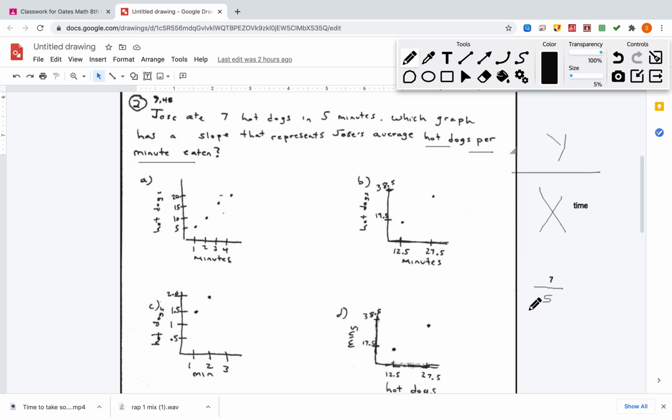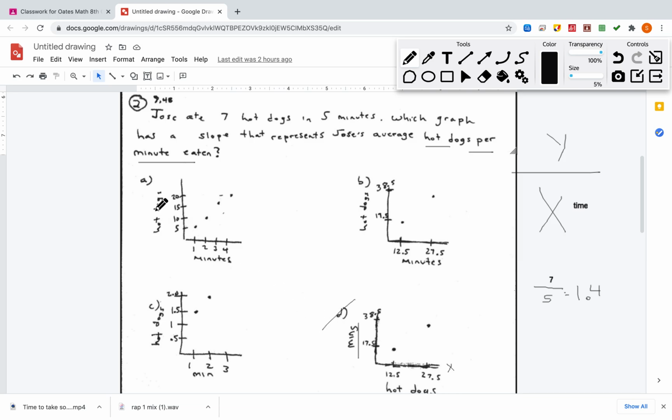If we simplify that, it comes out to 1.4. So we know our slope is 1.4. We need to find the one that has the same slope as 1.4. Immediately I know that D is wrong because, remember, time should always be our X value. Minutes should be down here, so D is wrong.